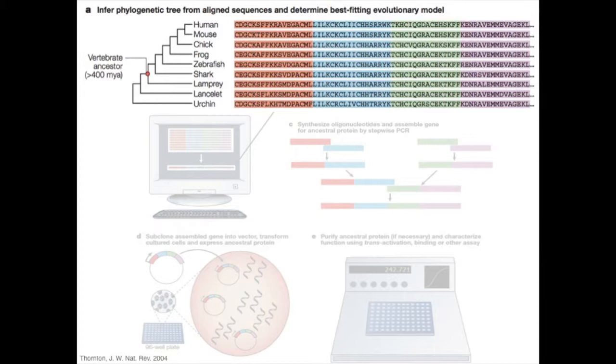In this tree, these are called nodes, and these are branching points, often associated with speciation events in terms of the biological history of this gene family or these species. What we can do is infer what the ancient sequences are at the particular nodes of that tree. So it's not the sequences at the tips of the tree, it's the sequences at the nodes of the tree.